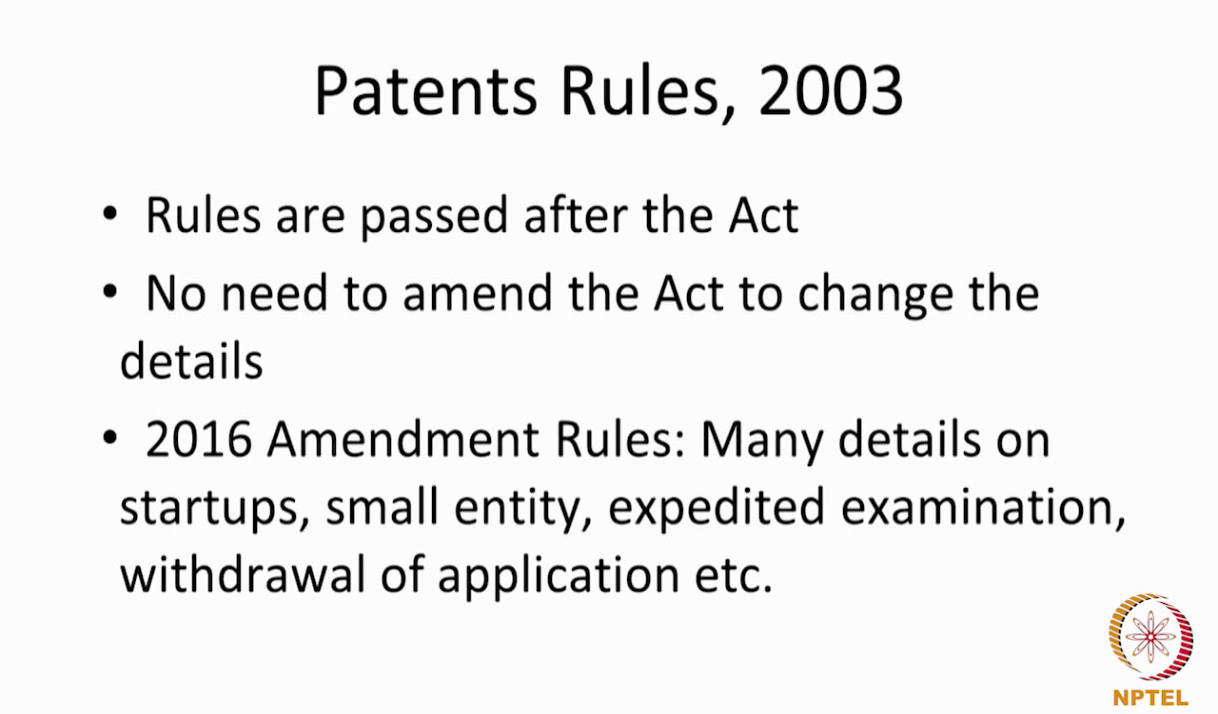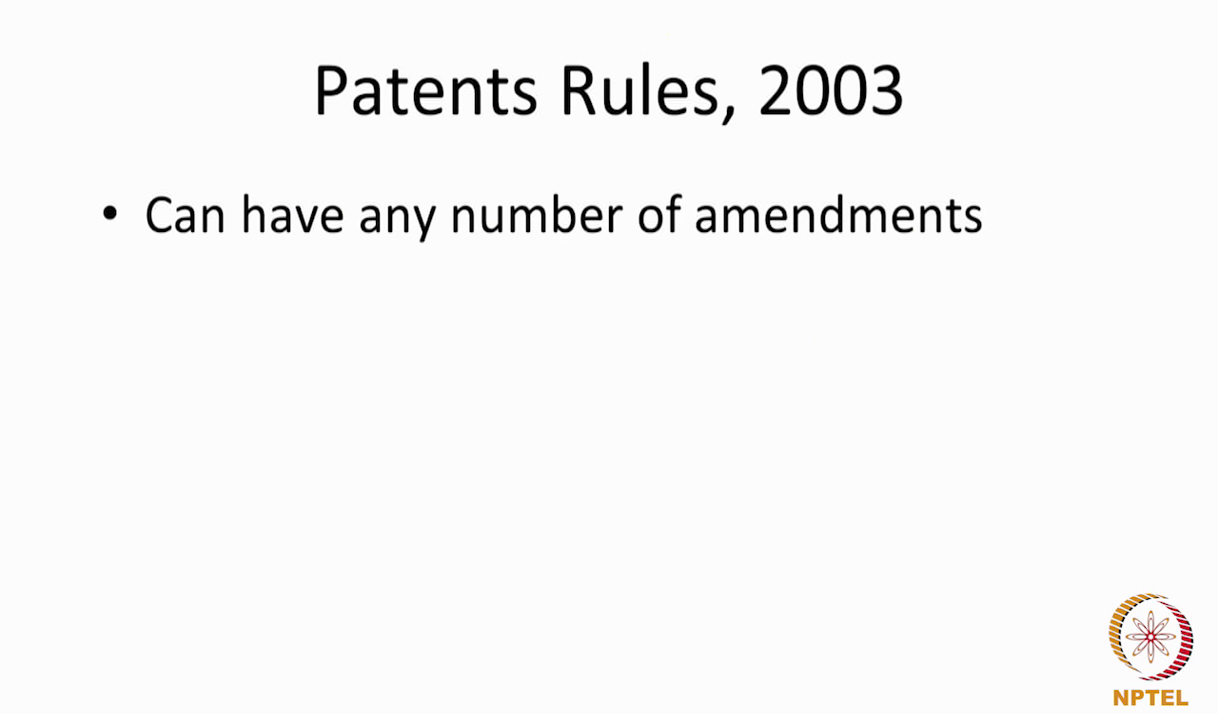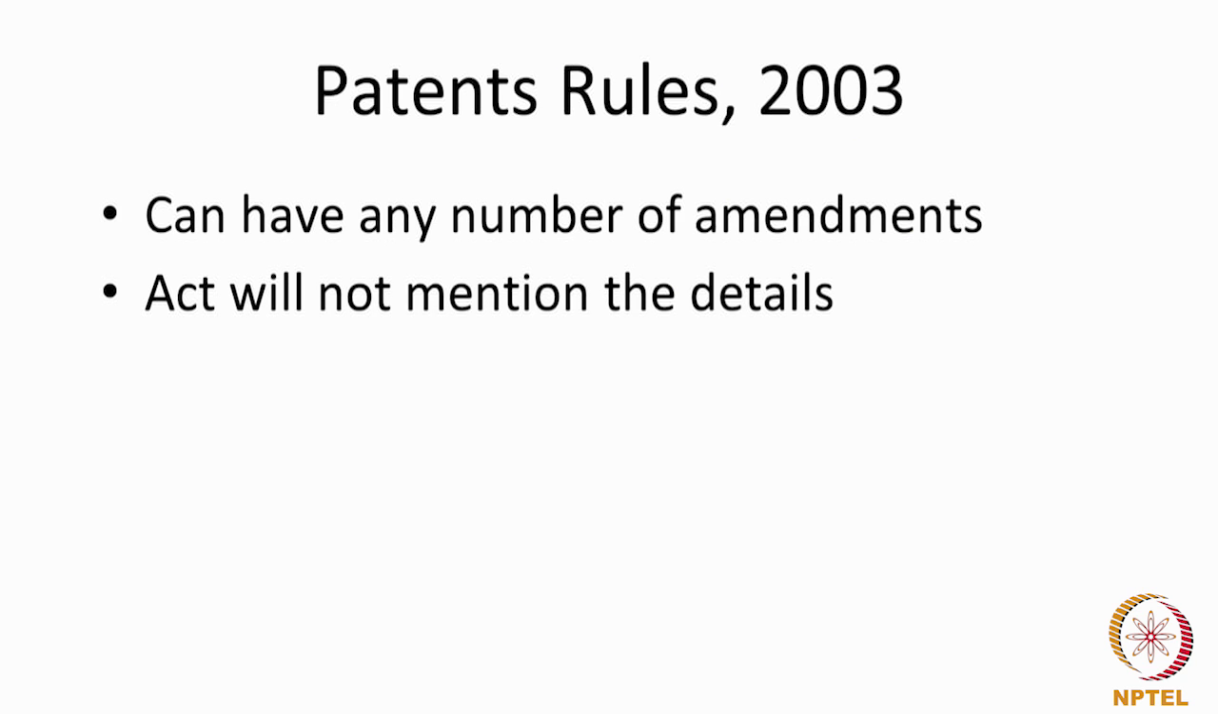One of the recent amendments that came in the year 2016 was the Patent Amendment Rules 2016. Now, this contained many details on startups, small entity, how expedited examination of certain applications can happen, how you could withdraw an application and get refund of fees. Various details were covered in these rules. Now, the rules can be amended any number of times, and because it can be done by the central government and there is no need to pass a bill before the parliament, it becomes easier for them to pass the changes by way of amending the rules.